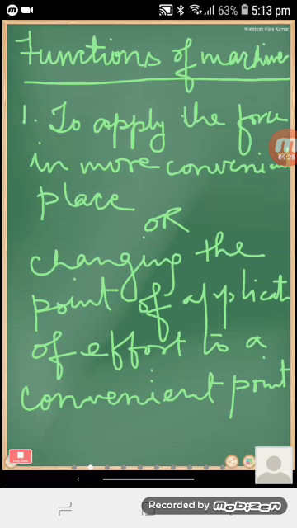Applying the force on the rear wheel directly is difficult. So what we do is we apply the force on the pedal. So we are changing the position of the application of the effort to a convenient position. And not only a convenient position, but also a convenient direction, which we will be writing down in the next point.